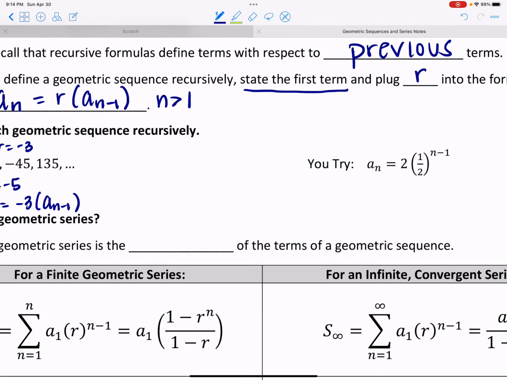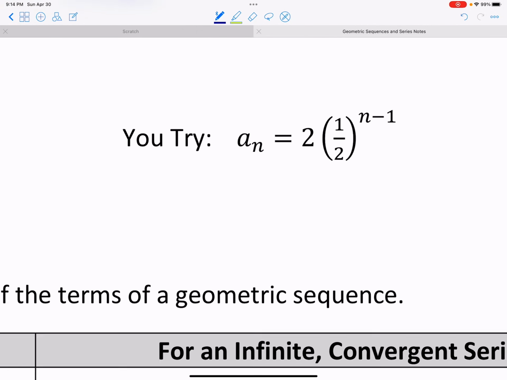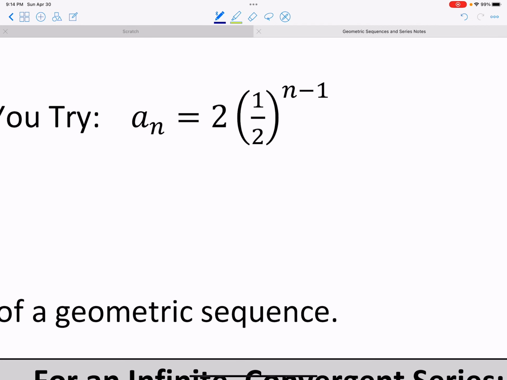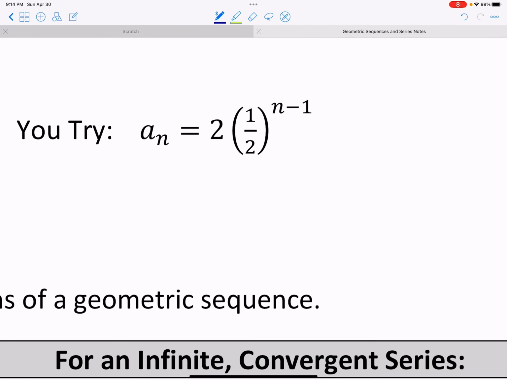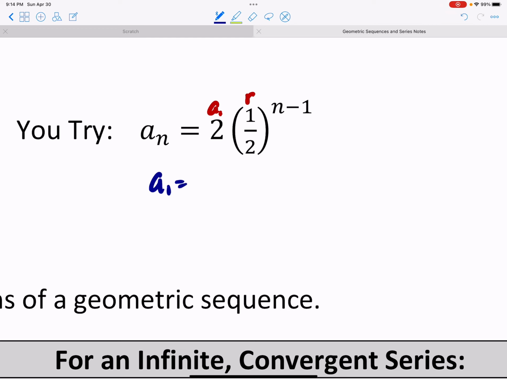Okay, so we should be able to do that whether we're given the actual list or given the information about what produces that list. So if we're given the explicit formula, we have to recognize that this is where the list starts and this is what we multiply by to continue that list. So I know that this represents a sub 1 and I know that this represents r. So I would say, again, a sub 1 is 2, and then in general any term on this list would be 1/2 times the previous term. And done. We're defined recursively.